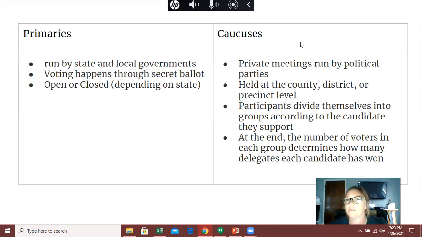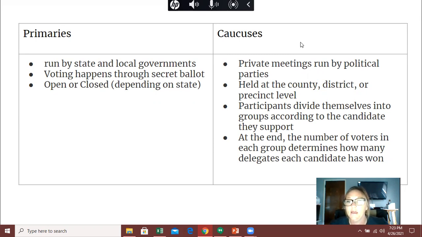Iowa hosts the first caucus. It's very big for all candidates because if they can win Iowa, their name's out there first, and it gives them a little bit of momentum. But I think Iowa has something like 200 caucus locations throughout the state, and literally they're in school gyms and stuff like that.